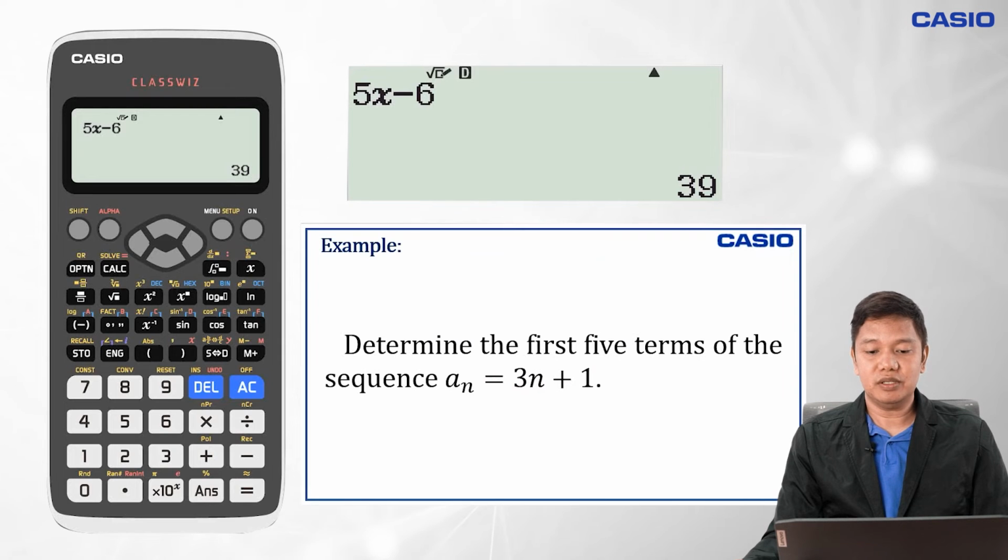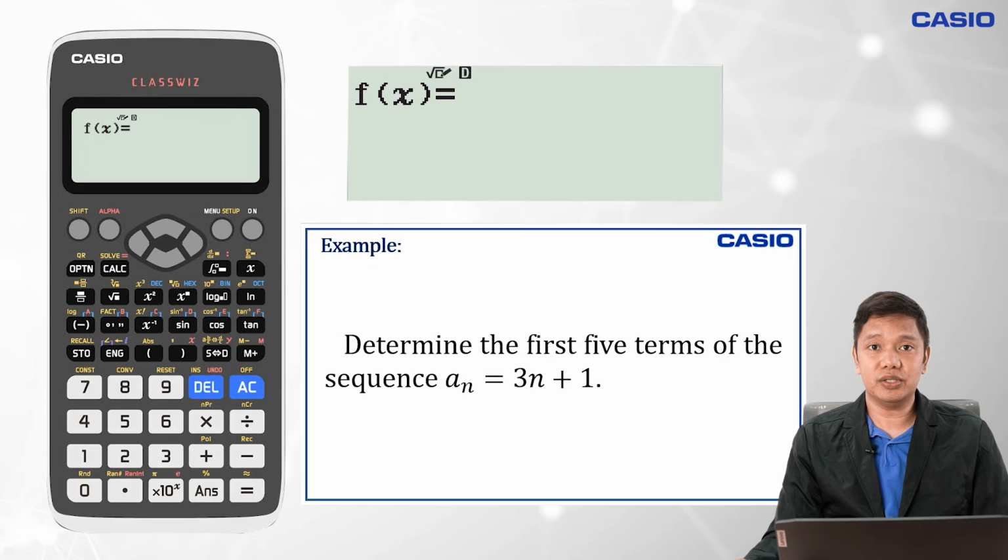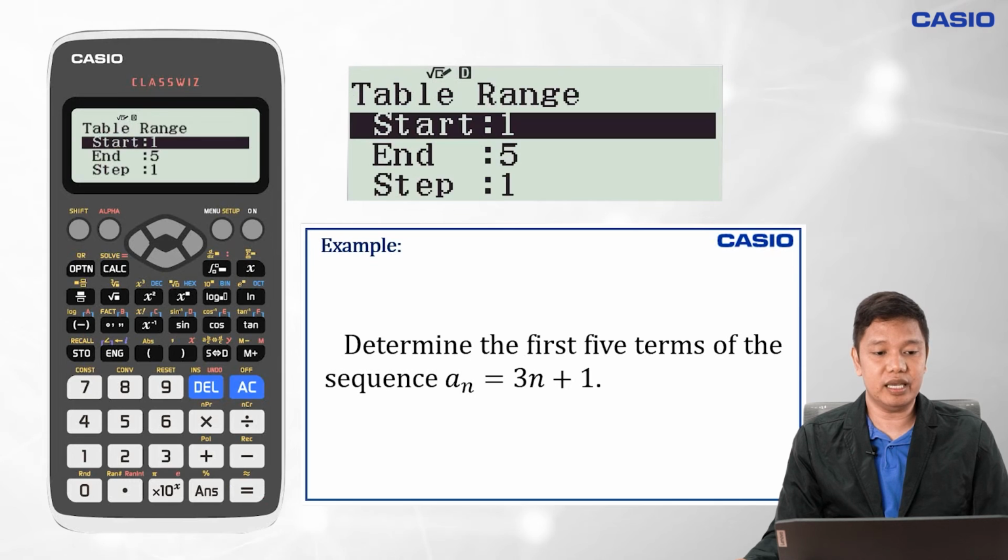Determine the first 5 terms of the sequence a sub n is equal to 3n plus 1. To activate the table function, we need to press menu and then 9. We are asked for the function f of x, but the given function in our example is a sub n is equal to 3n plus 1. Again, we can replace n by x. Thus, we have f of x is equal to 3x plus 1. Pressing equals, and then ignoring the second function by pressing equals again.